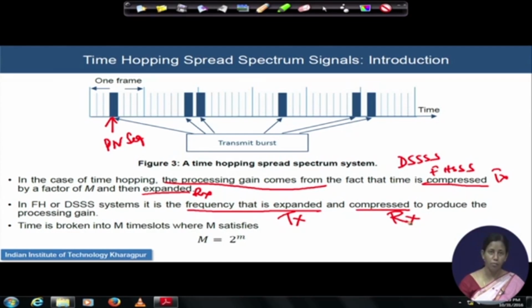So, completely opposite in all the sense. Let us start understanding some of the notations here. Let us think that we have divided the total available time into capital M time slots, and the time slots are divided in such a way that it will be 2 to the power small m. So, 2 to the power small m, we will consider one frame actually. So, we are having this one frame, and one frame is broken into capital M slots in such a way that it is equal to 2 to the power small m.